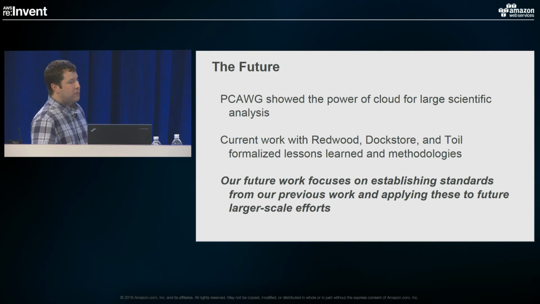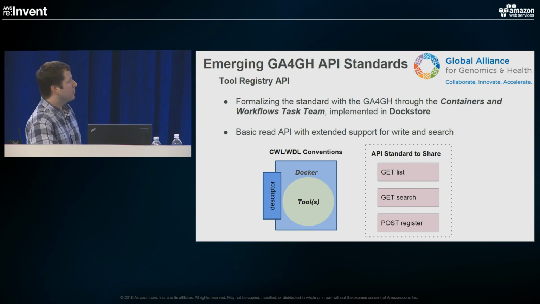Our future work is to extend that even farther by focusing on how we can establish standards for Redwood, Dockstore, and Toil so other groups, other efforts can implement similar systems but provide common APIs. So I can use Toil and I can use other systems in a common way. So that's our current focus for our future work here.